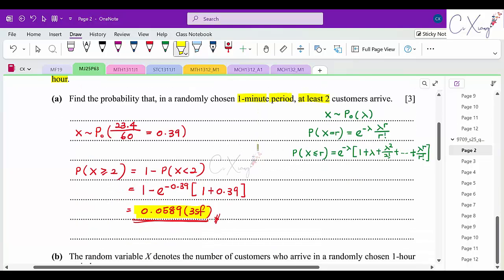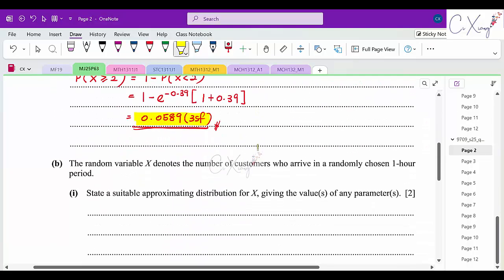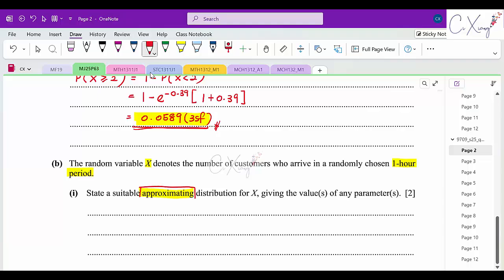Alright, then let's go to part B. For part B, the random variable X denotes the number of customers who arrive randomly in a chosen 1 hour period. So highlight the keyword now: the interval that we are interested in now is 1 hour. Use a suitable approximating distribution. Highlight the keyword "approximating". From here, they already tell you very clearly that you are going to change the Poisson into something else.